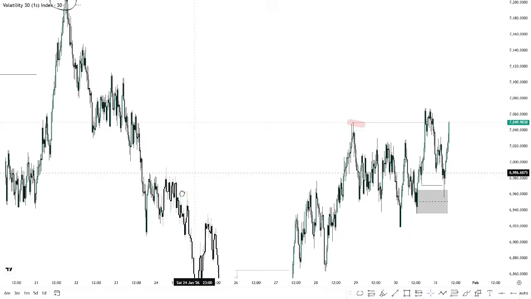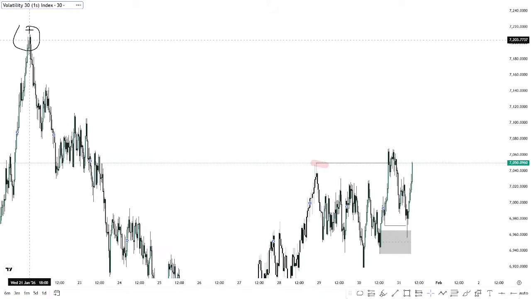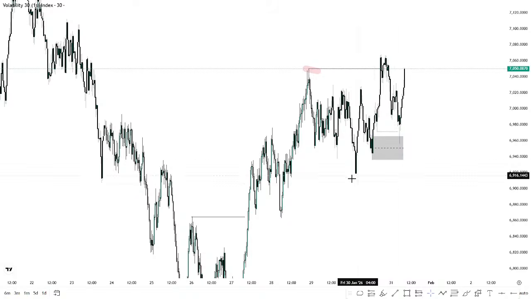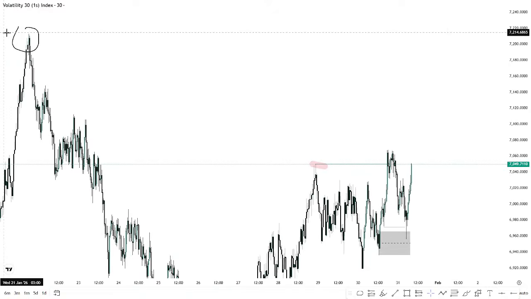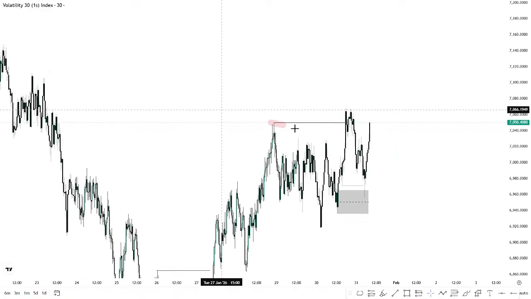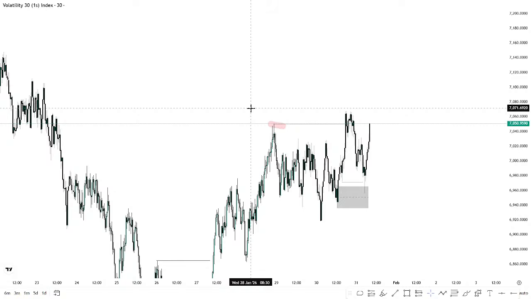But take note, when this high is broken, it is most likely that market would come back and raid all of these lows. But for now, we are not expecting it to raid all of these lows until this high is taken. Do you guys understand?